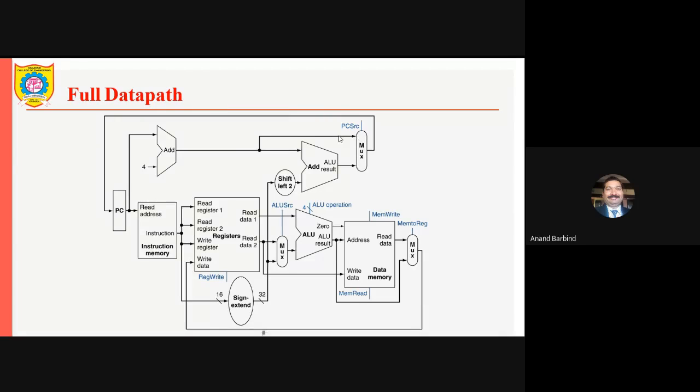It selects the output of the first adder if it is not a branch instruction. It selects the output of the second adder if it is a branch instruction and the condition specified in that branch instruction is satisfied. So this multiplexer will select the appropriate address to be written to the program counter. In the next cycle, from that location the next instruction will be fetched, and that we have already seen.